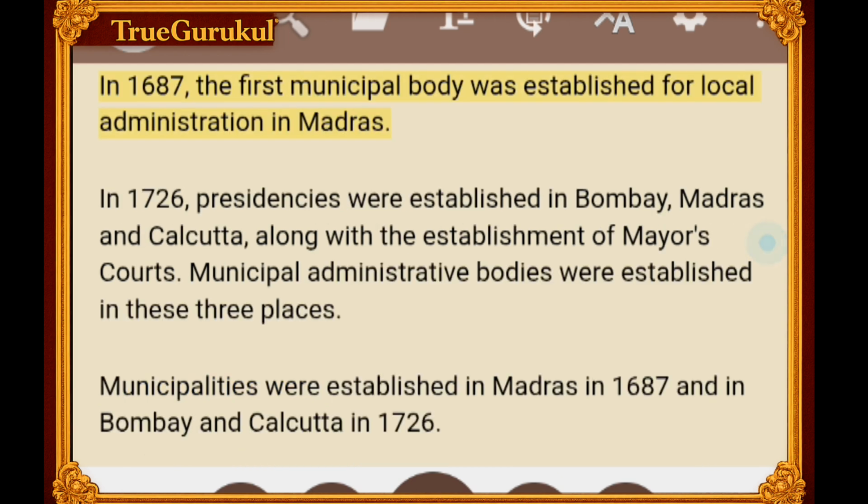In 1687, the first municipal body was established for local administration in Madras. In 1726, presidencies were established in Bombay, Madras and Calcutta, along with the establishment of mayors' courts. Municipal administrative bodies were established in these three places. Municipalities were established in Madras in 1687 and in Bombay and Calcutta in 1726.